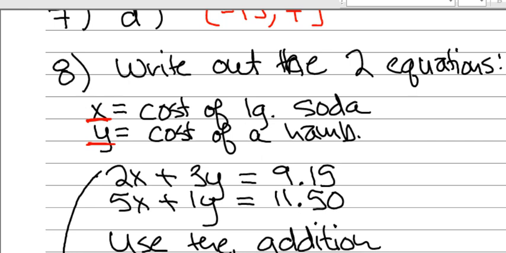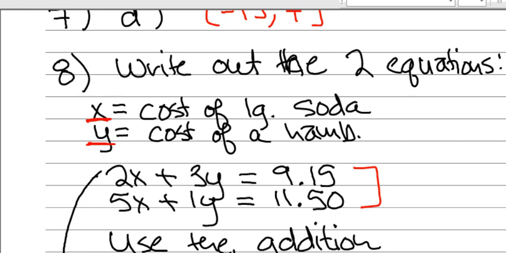And then if you read over the first sentence in the problem, we're going to translate that into math. And I've got 2 large sodas and 3 hamburgers costing $9.15. So if x is the cost of a large soda and y is the cost of a hamburger, I'm going to say 2x plus 3y equals $9.15.